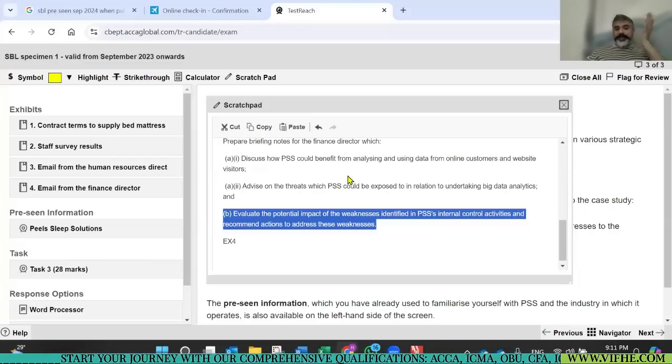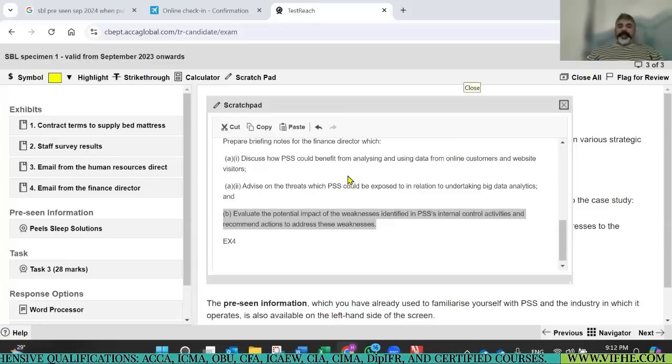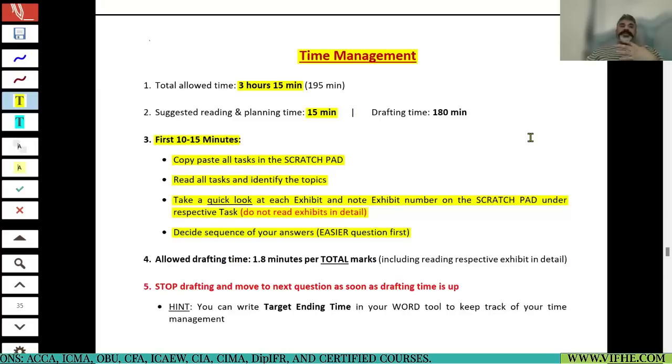So all this thought process, it will vary from student to student, right? So all this is part of initial planning. You must always start with the easiest question in your view. Okay, so all this is first 10 minutes. Once you are done with this, you have decided the sequence, then you can immediately start the drafting.